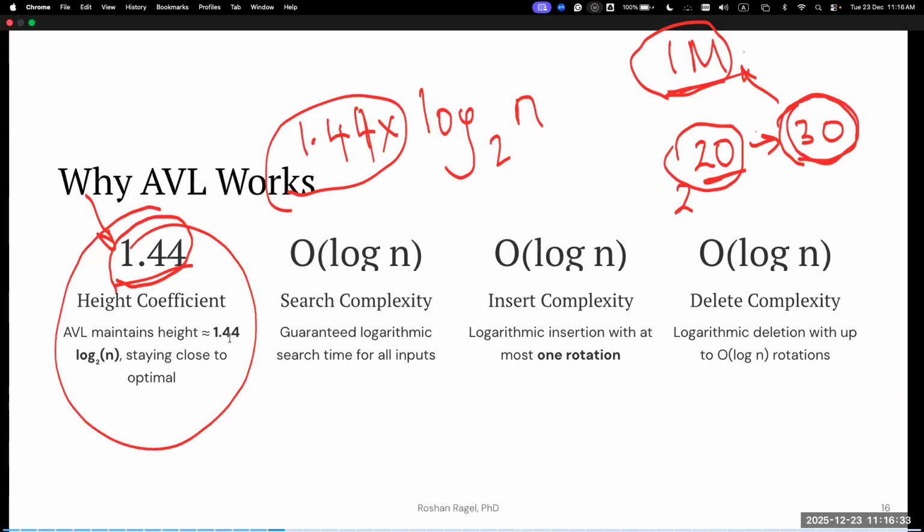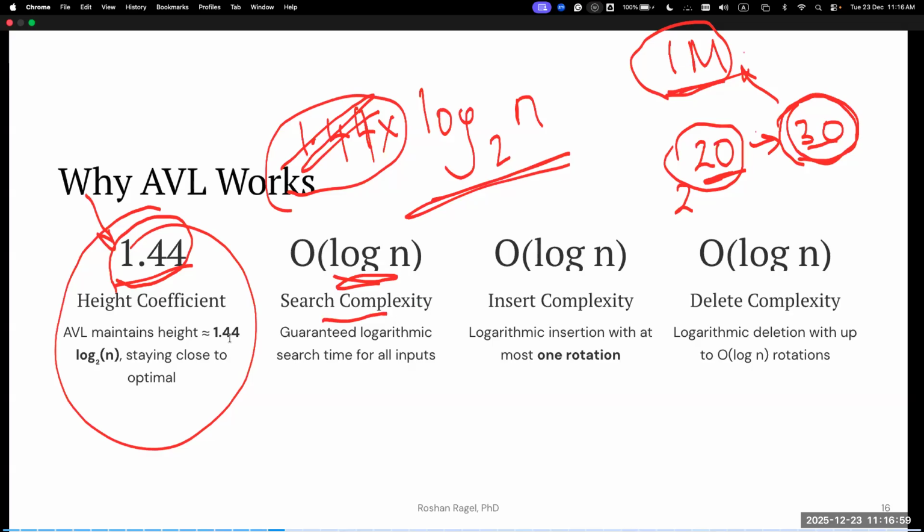And in big O notation, this is a constant. So we can say that in big O notation, it's still the same, right? That's the whole idea. In big O notation, 20 and 30 are not so different. They are the same in big O notation. I hope you learned those things in your algorithms part one complexities, right? So search complexity is therefore log n.